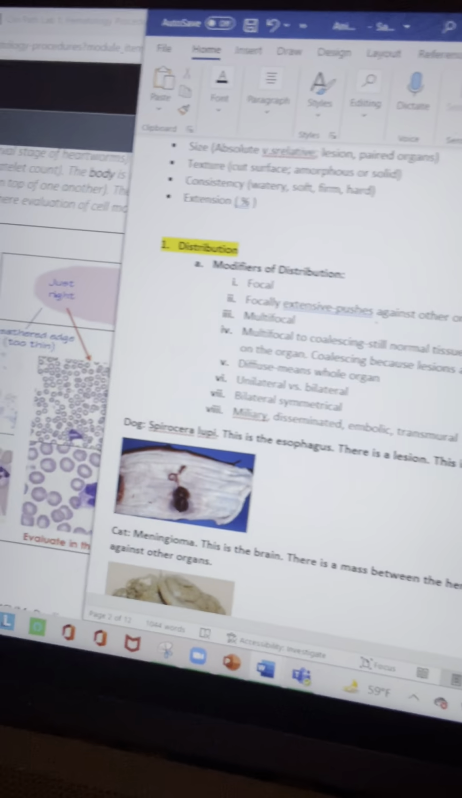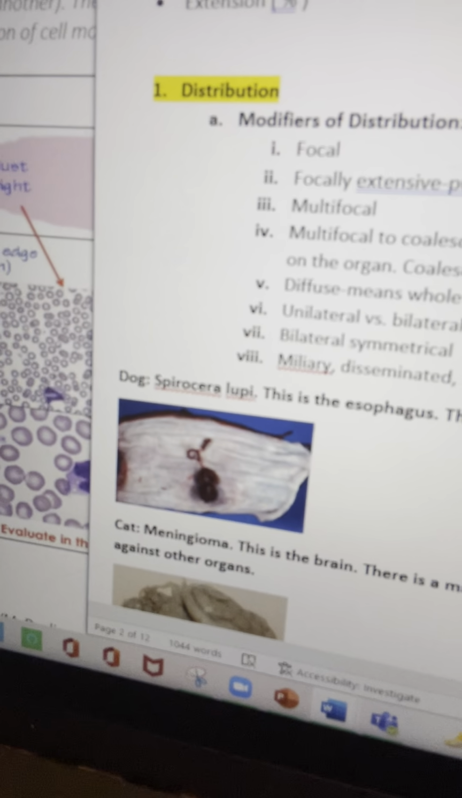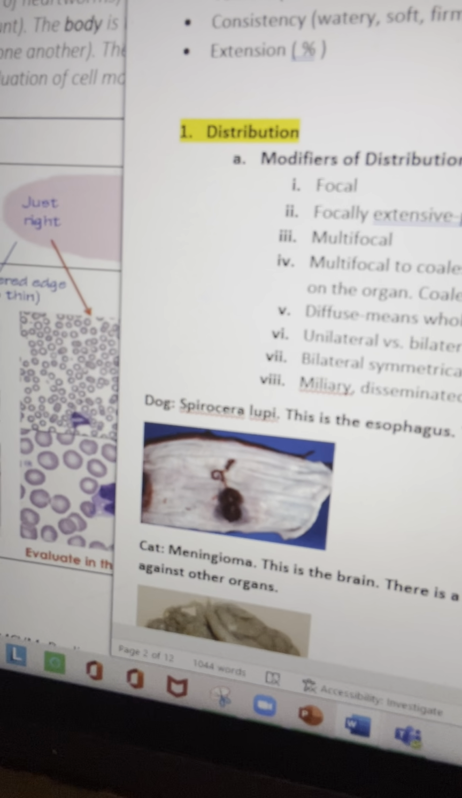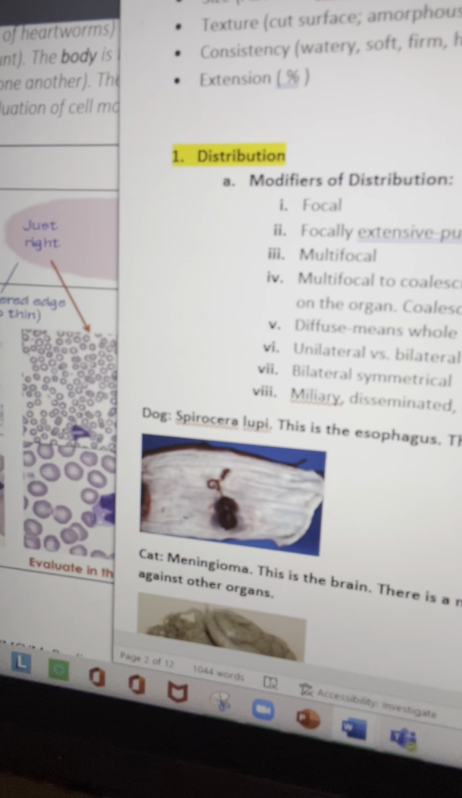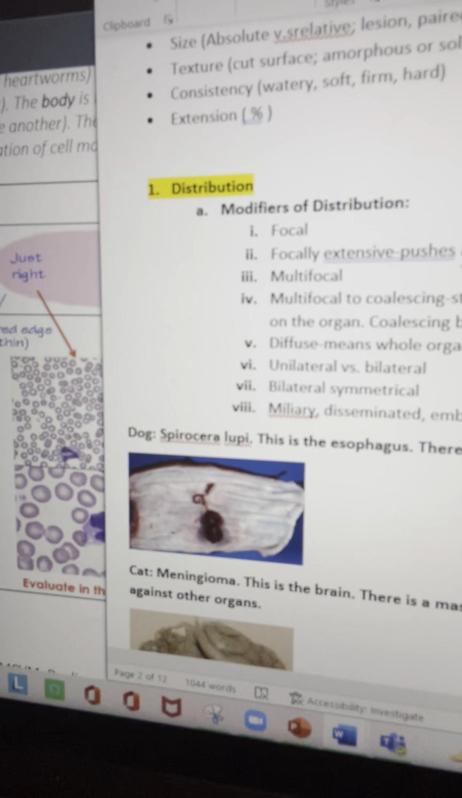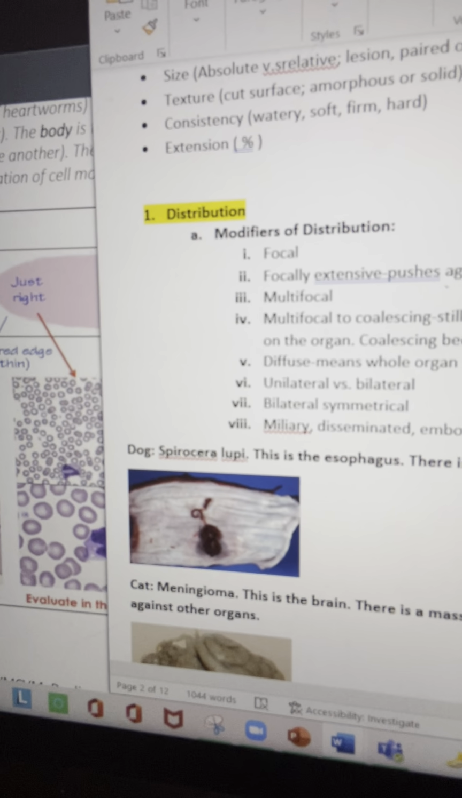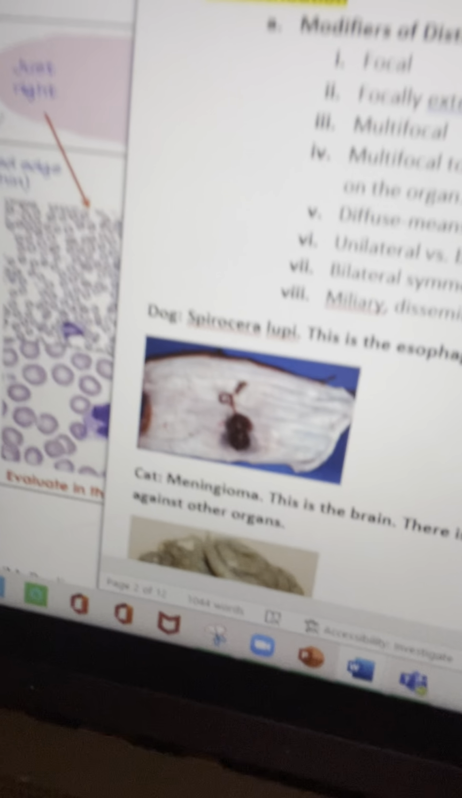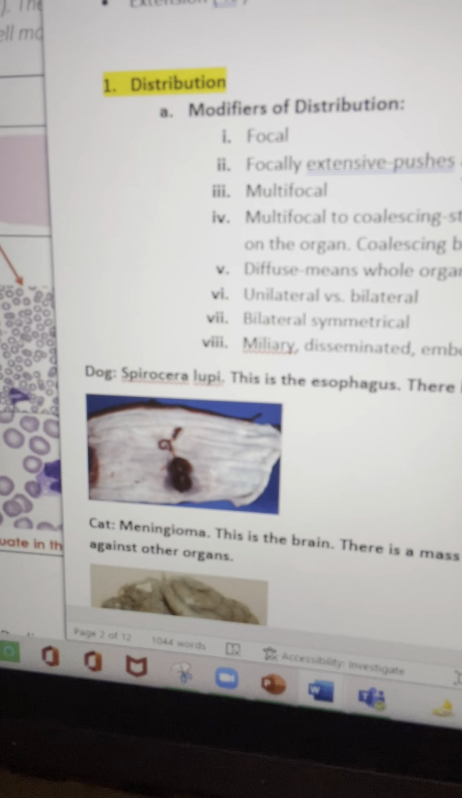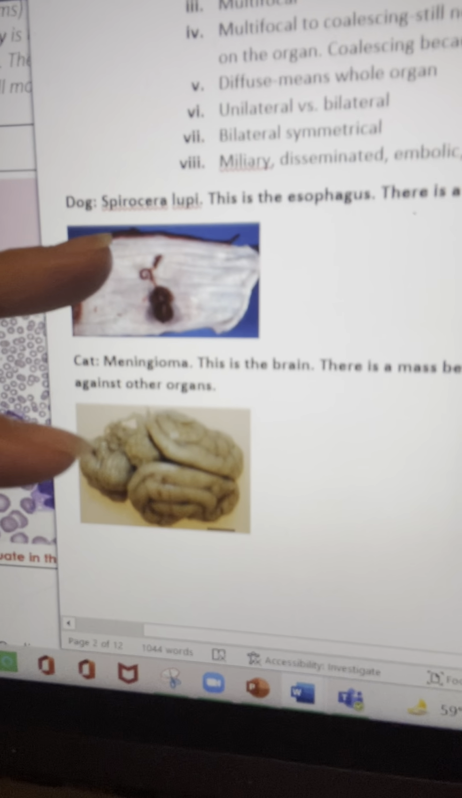So he just gave a lot of examples, and we had to decide what these are. So we're going to start with this one here. This is a dog. This is the esophagus of a dog. This is a lesion in the center. So what did I tell you? So this is a focal lesion. So it's in one spot in the center. There it is. I'm not going to go over the names with you because I will butcher them. So this one's supposed to be like Spirocerca lupi. I can try my best if you want to hear them, but.